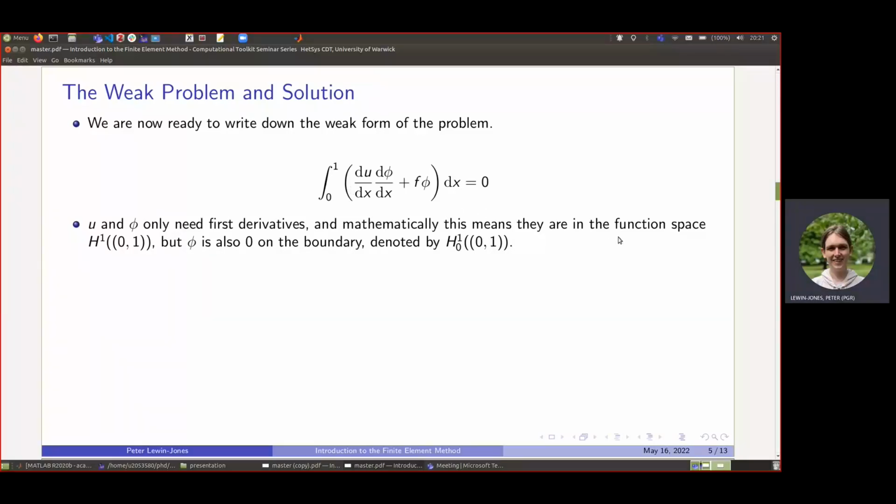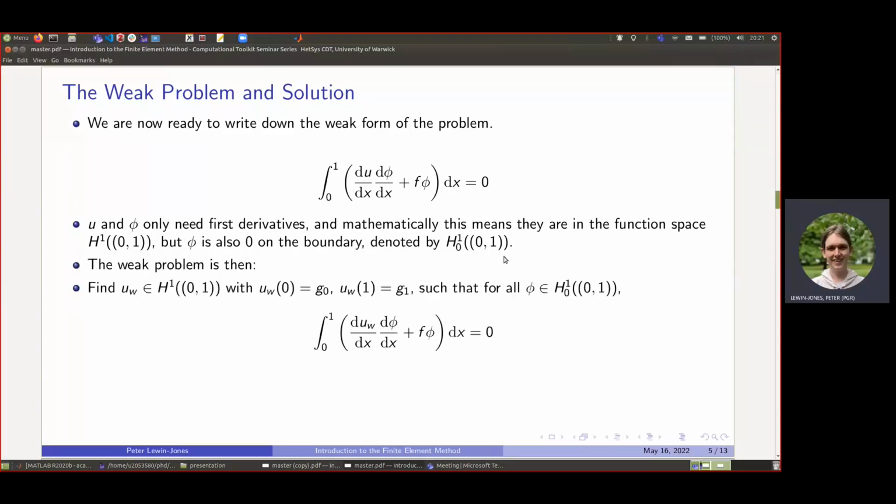And mathematically, this means that these are in a function space called H1, 0, 1, with 0, 1 being our domain, and H1 being the type of function. This is a Sobolev space, but you don't need to understand these details again. Just want to show off that there is a lot of mathematical notation hiding away in here. The important thing for u and phi being in this space is that we need their first derivatives and they need to be integrable on this domain. And that's what them being in H1 actually means. We also specified that phi needs to be 0 on the boundary. And again, we'll use a subscript 0 on the space to specify that.